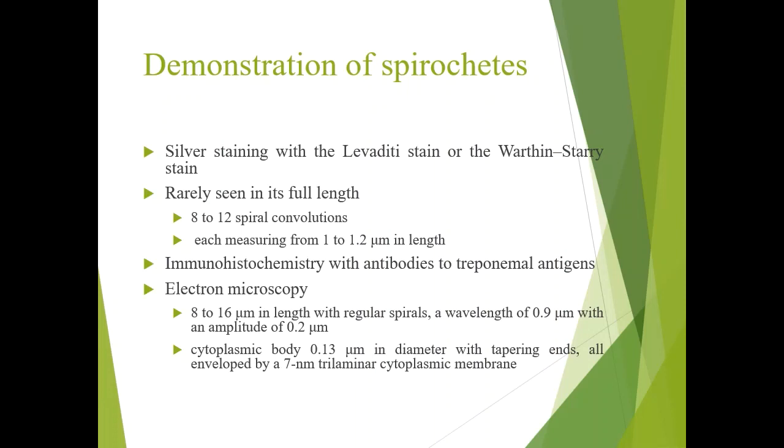On electron microscopy, they are 8 to 16 microns in length with regular spirals, a wavelength of 0.9 microns with an amplitude of 0.2 microns. The cytoplasmic body is 0.13 micron in diameter with tapered ends, all enveloped by a 7 nanometer trilaminar cytoplasmic membrane.